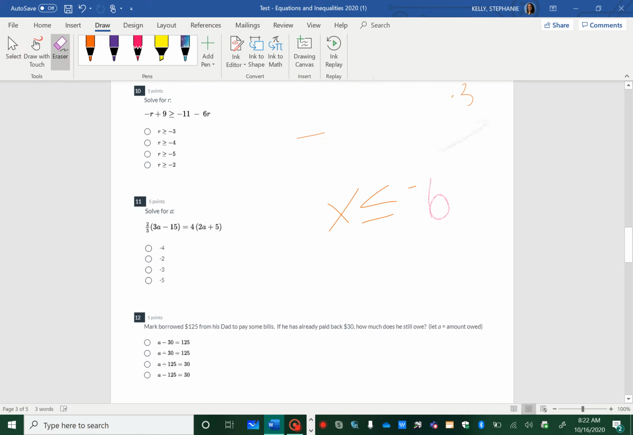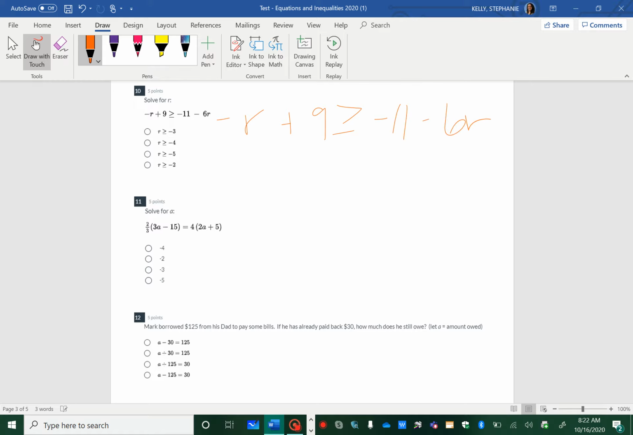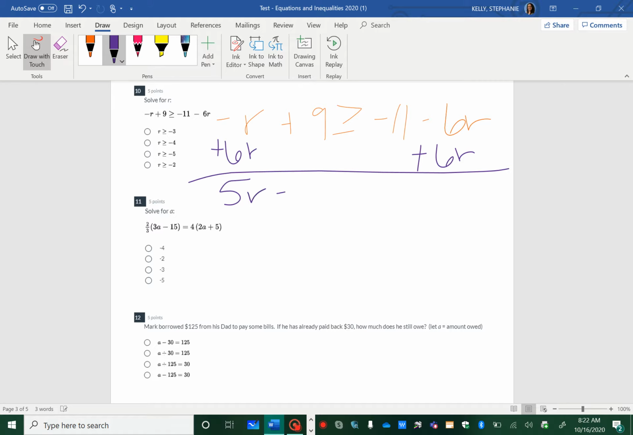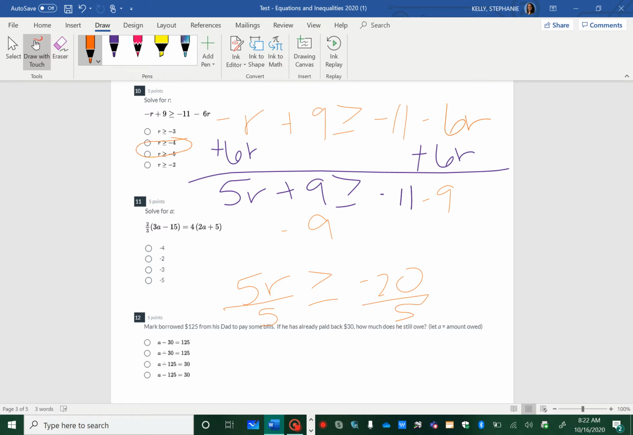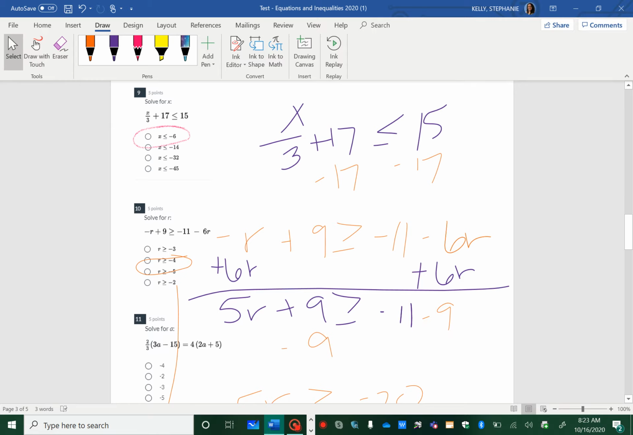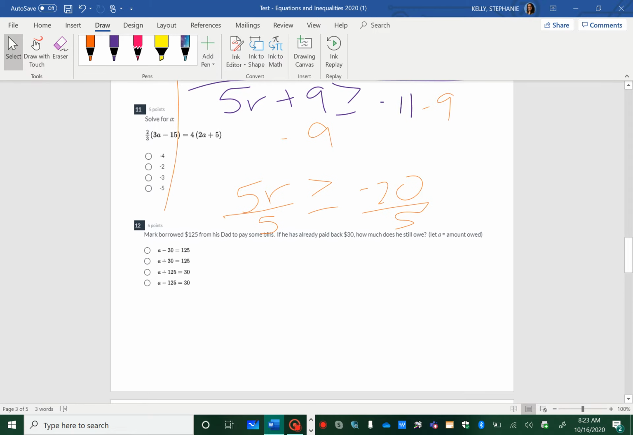You can also do menu through 1 on the calculator, but you can't do it with inequalities. Minus 6r. Okay, so we're going to say plus 6r. We're going to get 5r plus 9. And then we're going to say minus 9. That's going to give us negative 20. And then at the very end, we're going to divide by 5. And we're going to get negative 4. Okay, oops, I was just going back and checking my work. All right, negative 4 is correct, and we'll just keep going.